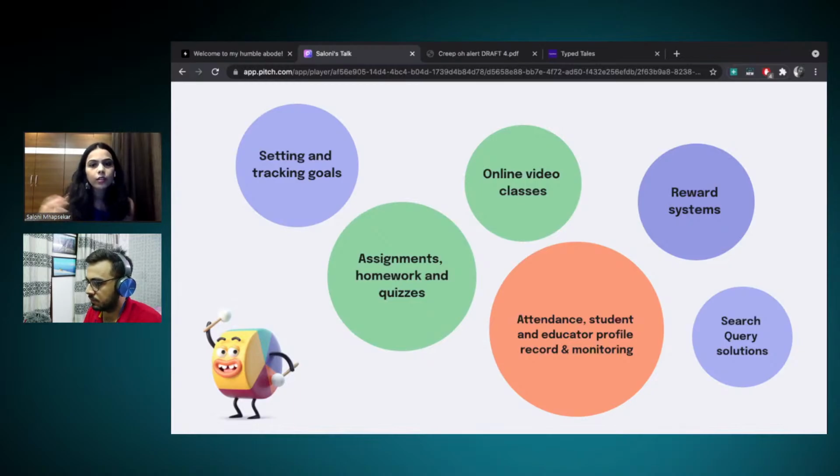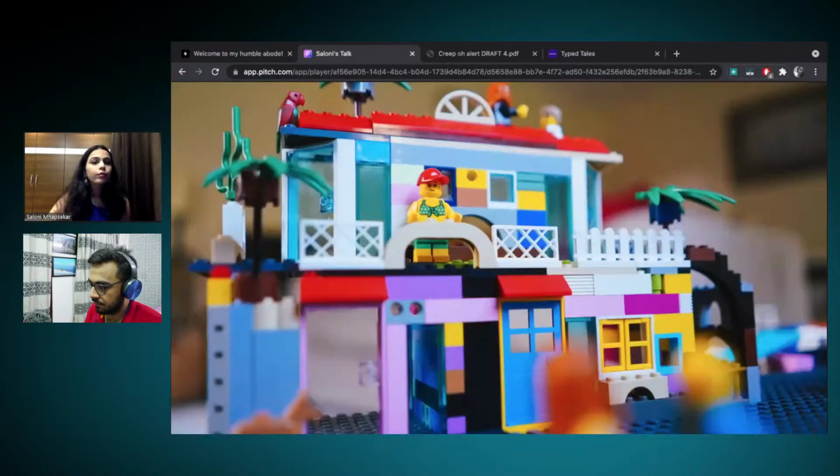So it's like more in control of the organization or the teacher. Search query of solutions and reward systems. So these are just a few components or patterns I have identified working for educational startups that are always there. These things are going to stay. You just design it for the way you would do for your brand.